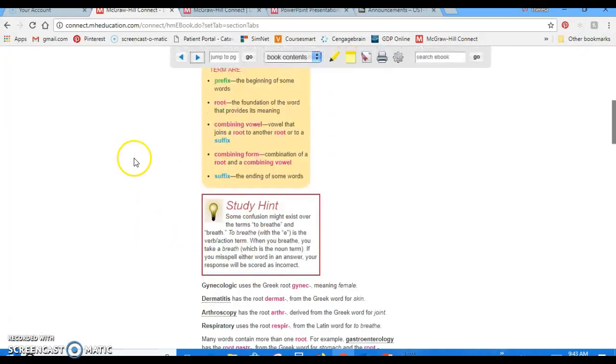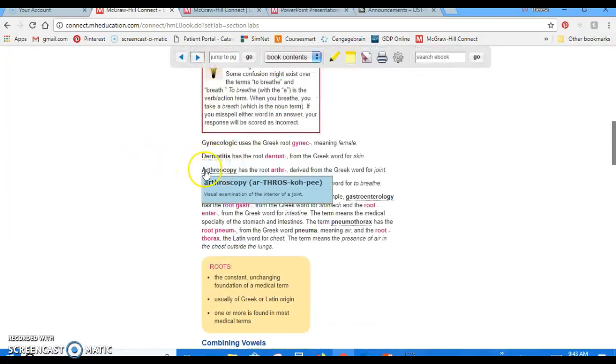So, for instance, here in Chapter 1, what you need to put on your cards, your flashcards, your flip cards, whatever you want to call them, is, for example, gynec means female, so you'll have gynec on the front of your card, female on the back. Dermat means skin, arthro means joint, respir means breathe. Now notice the E on the end of this, that's breathe. Without the E, it's breath, and that would be wrong.